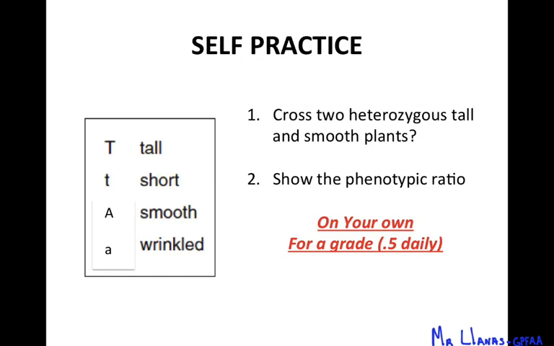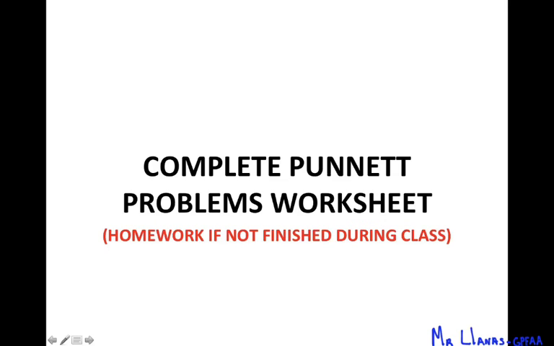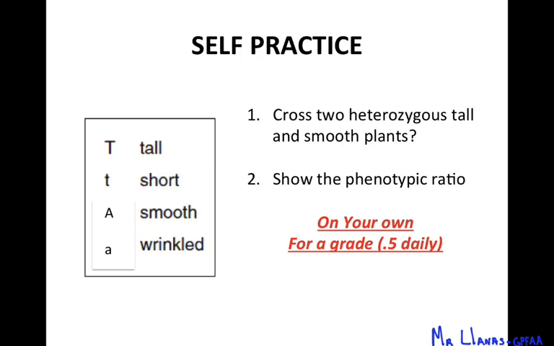It says cross two heterozygous tall and smooth parents. So let's set it up first. Okay, so it says that parent 1, sorry about that, is heterozygous. Actually, both of them are heterozygous, so that means they're going to be big T, little t, big A, little a, and that's going to be big T, little t, big A, little a. So that's both parents. This is step 1, and we know that because they're both heterozygous.